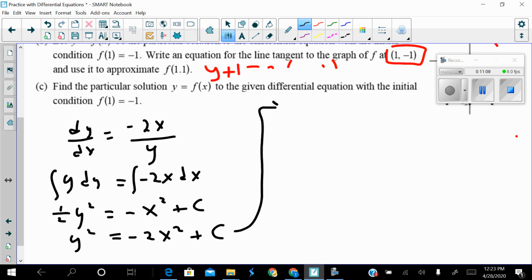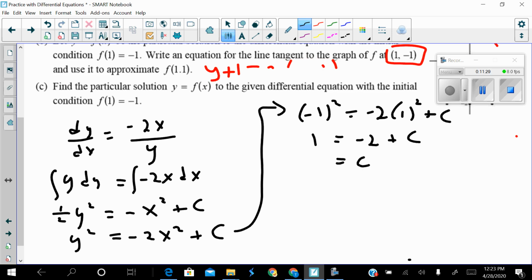The way we figure out what c is, after you integrate, you can plug in the coordinates of the point. So I'm plugging in 1 for x and negative 1 for y. So I have negative 1 squared equals negative 2 times 1 squared plus c. So 1 equals negative 2 plus c. So c equals 3 when I stopped here.